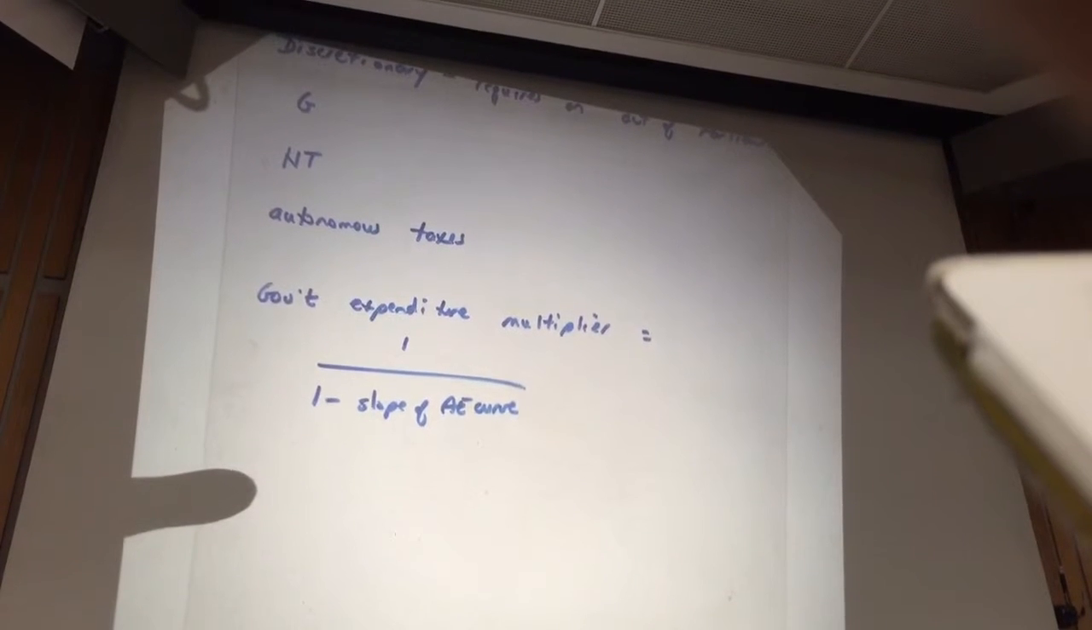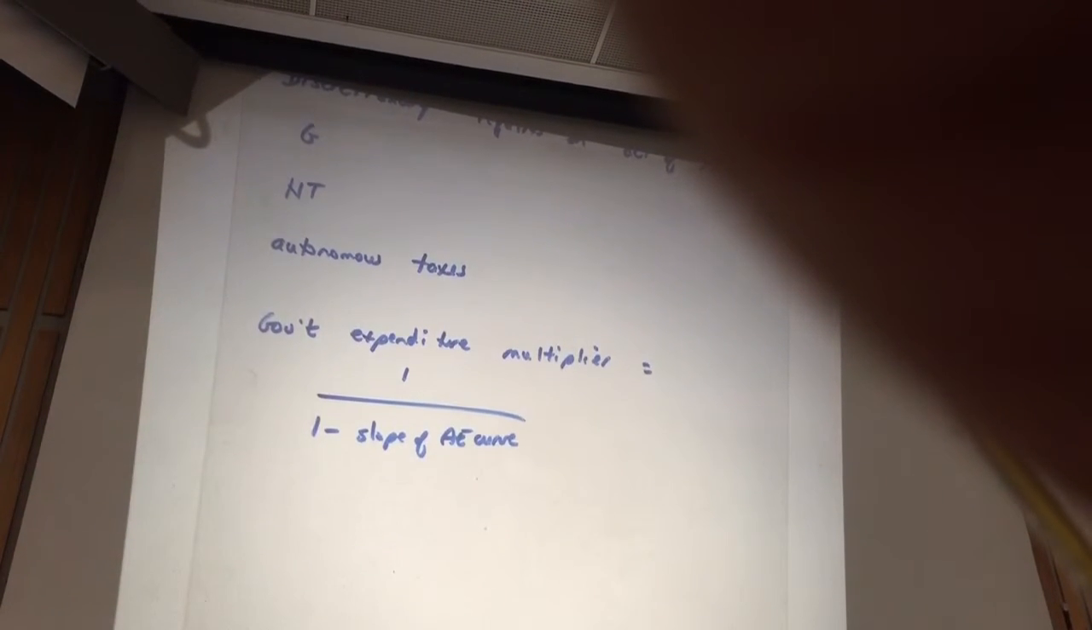If it's an open economy, it's 1 over 1 minus the slope of the AE curve. If it's a closed economy, what is it? It's 1 over 1 minus the MPC, okay? Or 1 over MPS. Exactly the same. We don't need to sweat this. Not a problem. However, the autonomous tax multiplier is different, two ways.